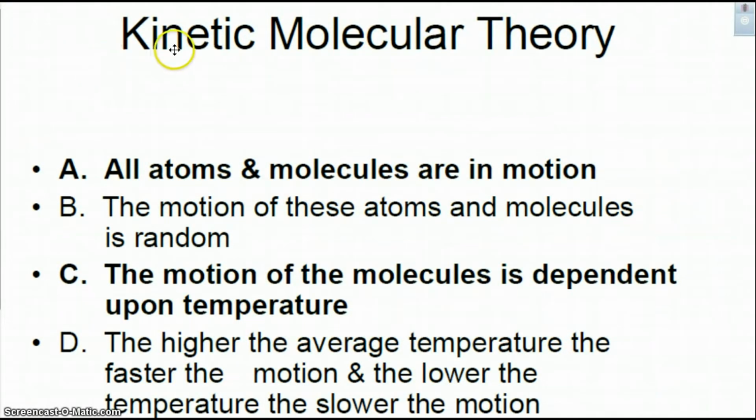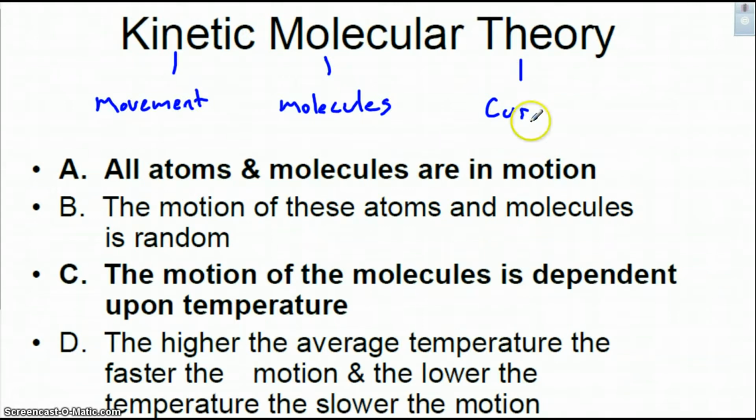Kinetic molecular theory. Now that sounds pretty crazy, a big, complicated word. But if we break it down, it's pretty simple. Kinetic, movement. Molecular, we should think molecules. Theory, we should think current idea. Could this theory change? Yeah, it could, but for right now, it is the current idea.